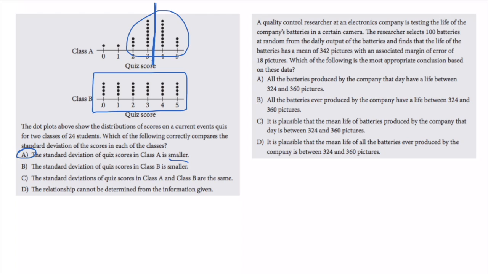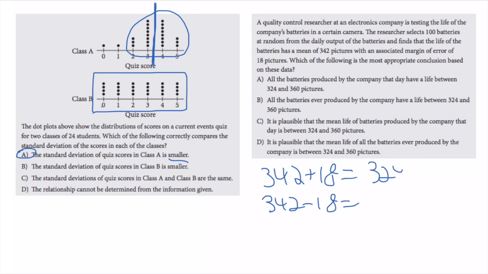So my mean is 342, and I have a margin of error of 18. In this case I'll add 18 and subtract 18 because it can go either way. So it gives me 360 and 324, which is what all these answers are looking at. But now I have to interpret.